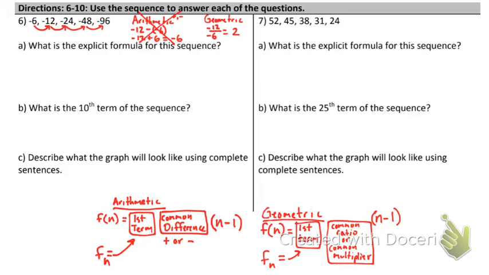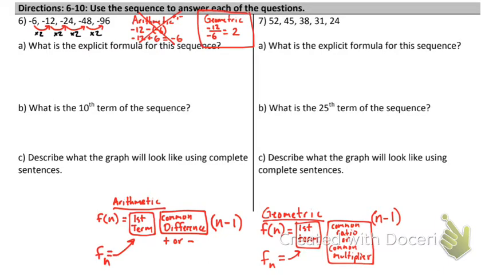Okay? So I want to check, am I actually multiplying by +2 to get to the next term? Times 2, times 2, times 2, times 2. And let's check if this works. So negative 6 times 2, negative 12. Negative 12 times 2, negative 24. And so on, and you'll notice this works. So this tells me that my sequence that I just had is geometric.